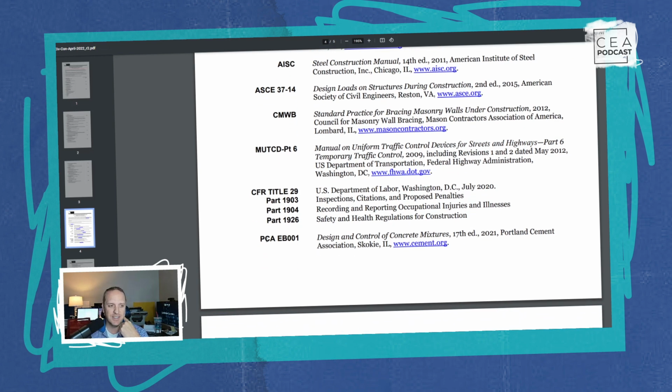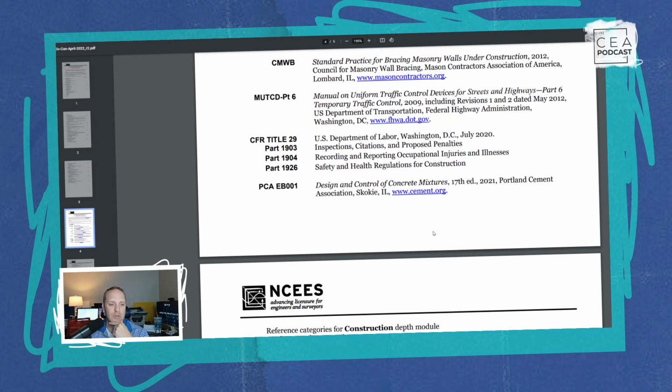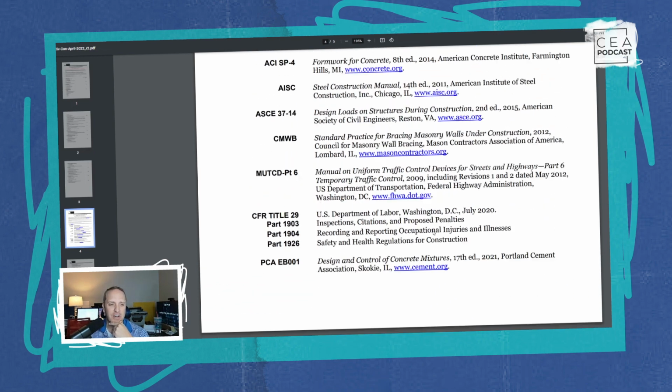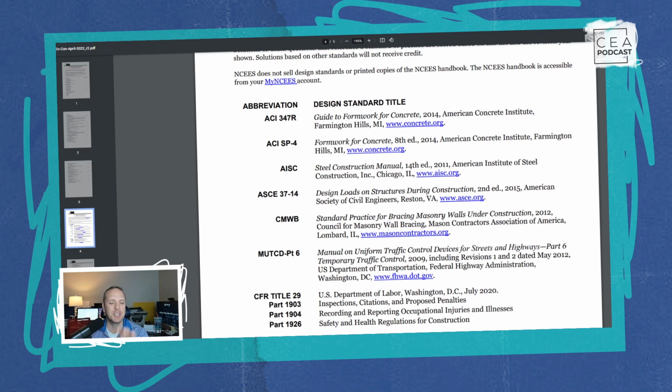And the last one is the PCA EB001, which is Design and Control of Concrete Mixtures from the Portland Cement Association. Those are things that you're definitely going to want to get. So beg, borrow, steal those, whatever you've got to do to get those. Just kidding, I don't endorse stealing, but you're going to need a copy of those things so that you can really take this thing off and get going. So hopefully that was helpful. That was a quick dive into the spec as well as the standards that you will definitely need for this.